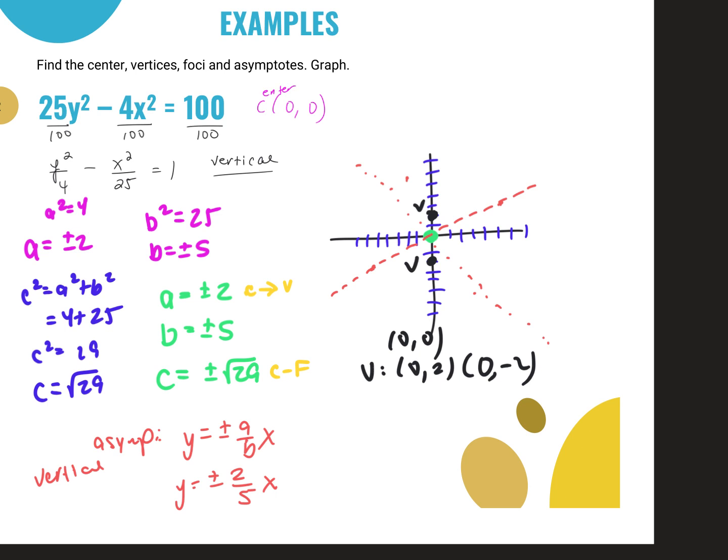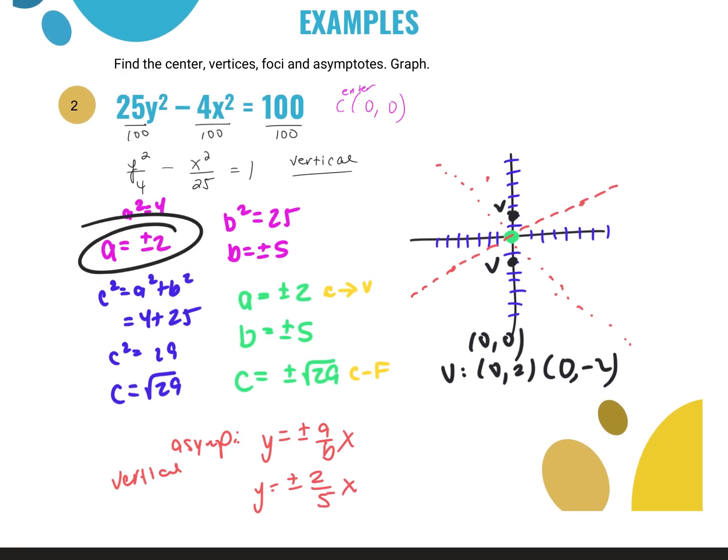That's the hardest part. Once you move... How to get the vertices? Okay, well, I know it's a vertical, so I know I'm going to be adding and subtracting to the y value. And your a value tells you how far the center is to your vertex. You see how a is plus or minus 2? Yeah. So you add and subtract 2 to y from the center. Yeah, 0, 2, and 0, negative 2. Oh, yeah, that's what I put. That looks like a 4, sorry.